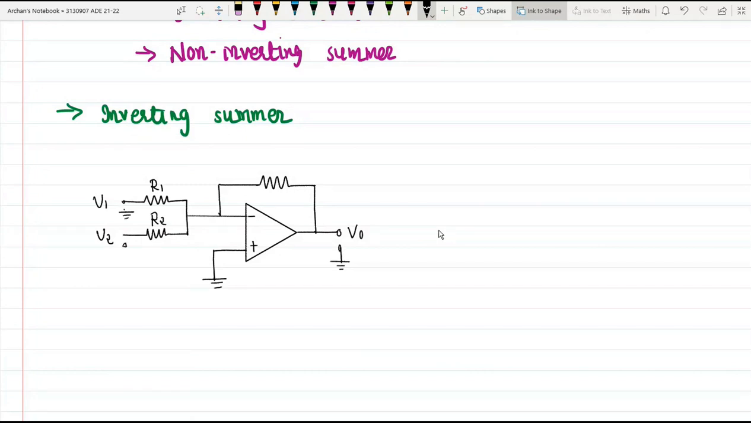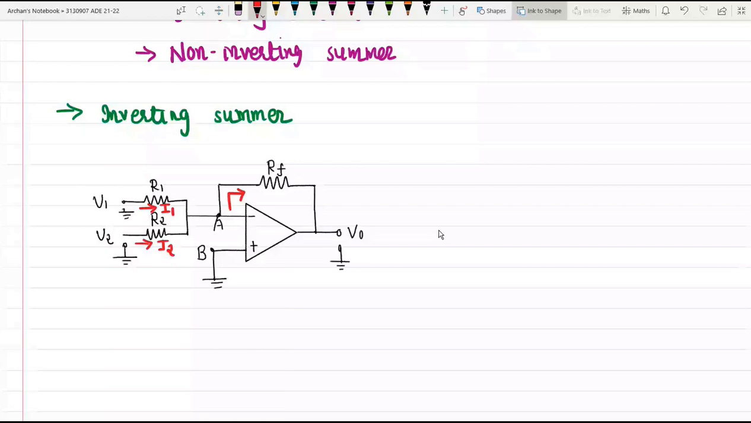These are V1 and V2, which we need to apply. This is terminal A and this one is terminal B. The supply source V1 will cause some current I1 to flow in this direction and V2 will cause some current I2 to flow in this particular direction, and then this current will flow through feedback resistance RF to the output voltage V0.